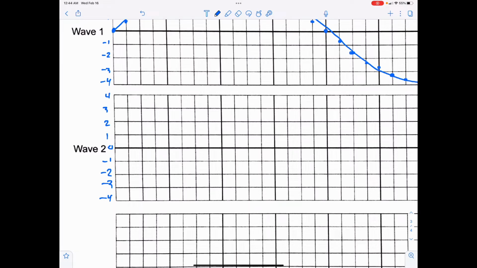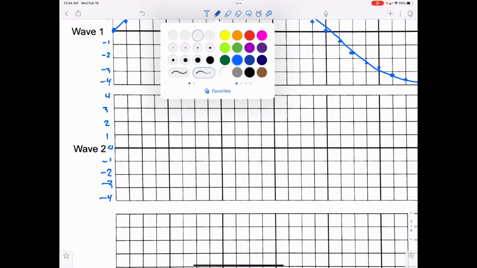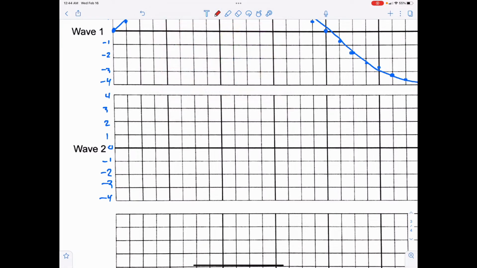So I'm going to go, I'll do this in a different color. I'll do this in red. Okay, so I'm going to go 0, I'm at that block, and then at block 1, I'm at 2. So 0, 2, and then at block 2, I'm back to 0. Okay, and then at block 3, I'm at negative 2, which is down here. At block 4, I'm back at 0. And this process literally repeats all the way.